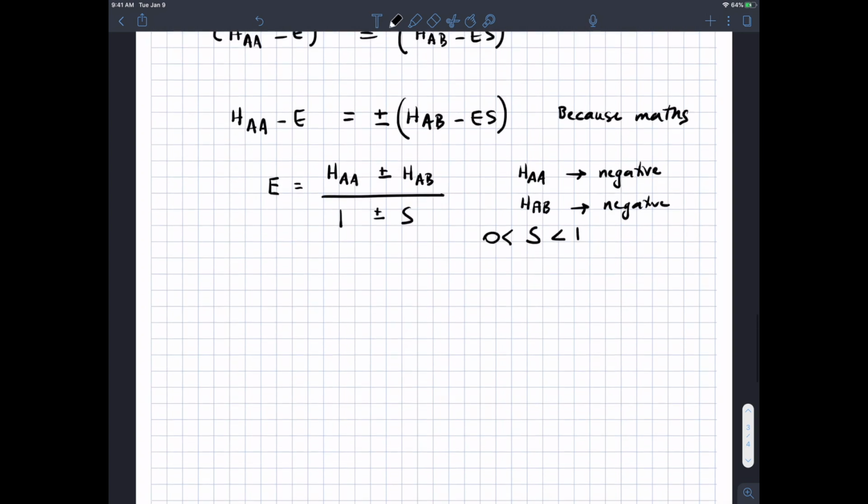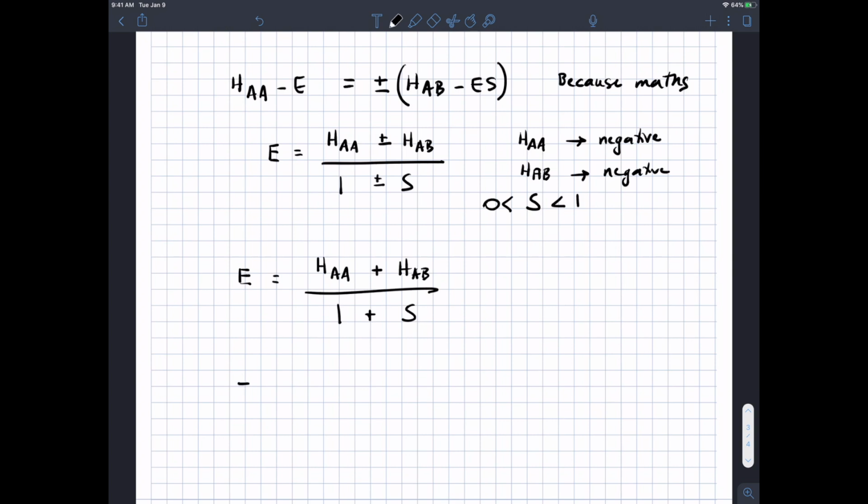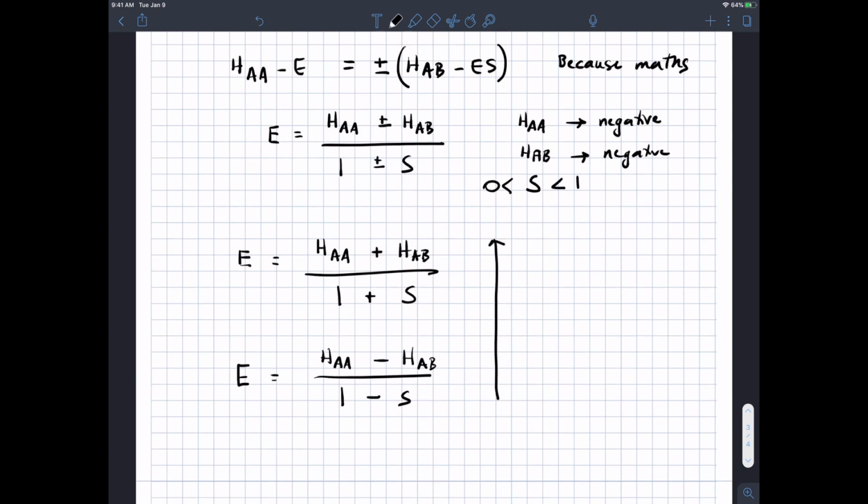Okay. So let's look at the two cases, and we can decide which one is bonding and which one is anti-bonding. (HAA plus HAB) divided by (1 plus S). That's one of our values. And then (HAA minus HAB) divided by (1 minus S). And let's imagine that this dotted line is sort of the HAA. Okay. Which one of these two is a bonding versus an anti-bonding energy?